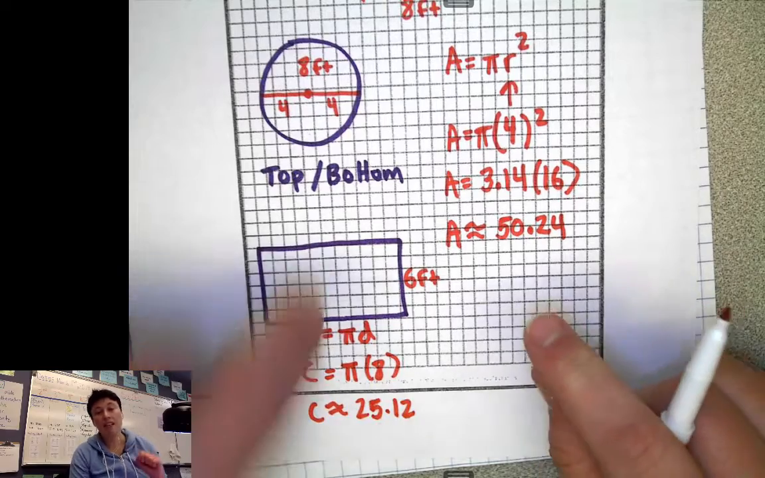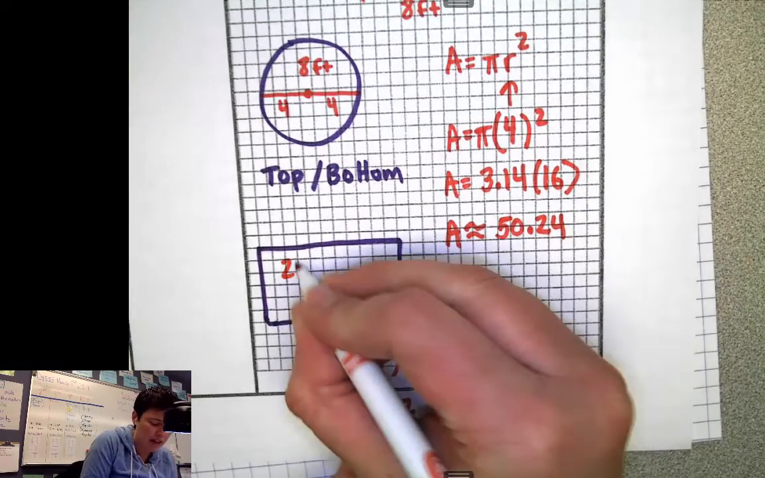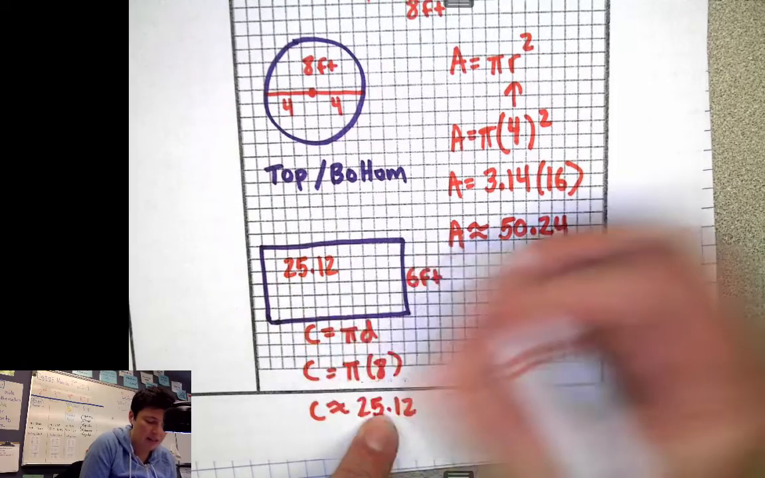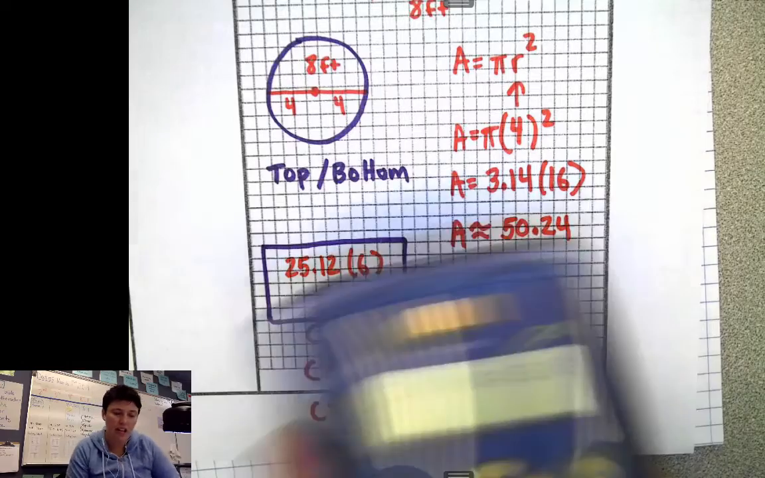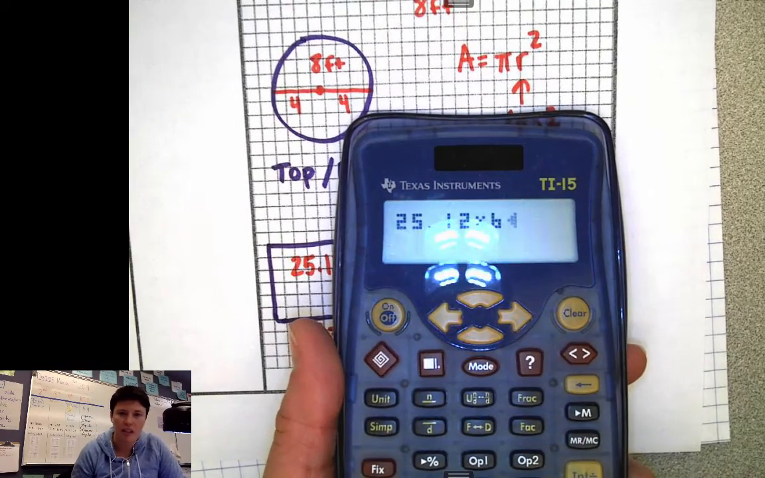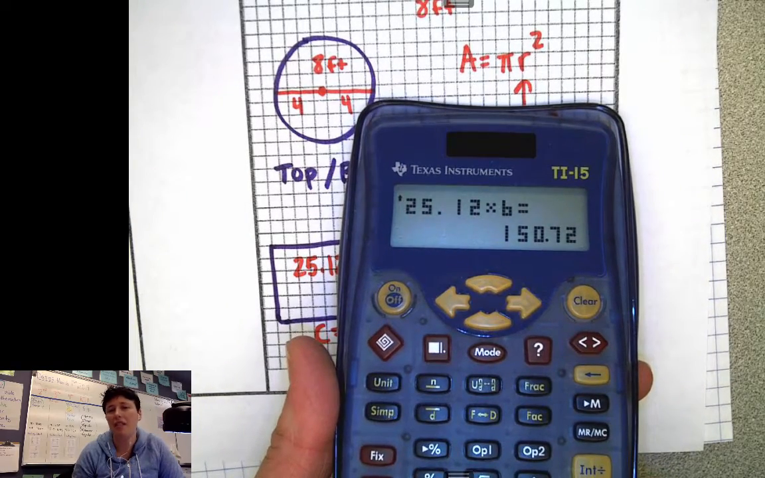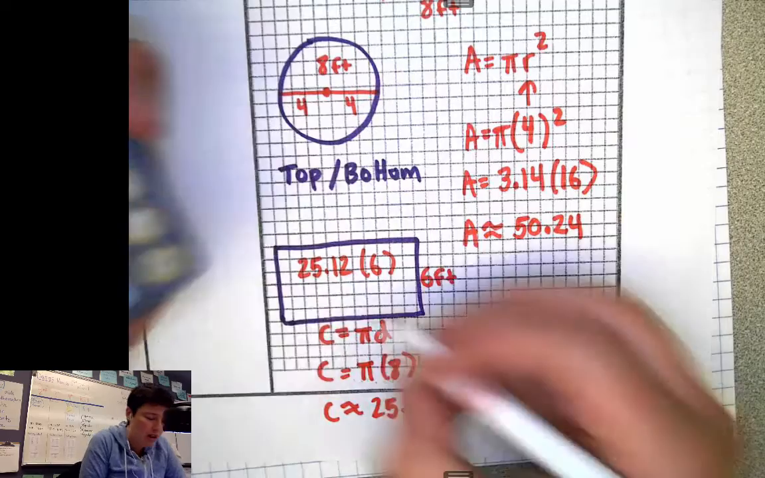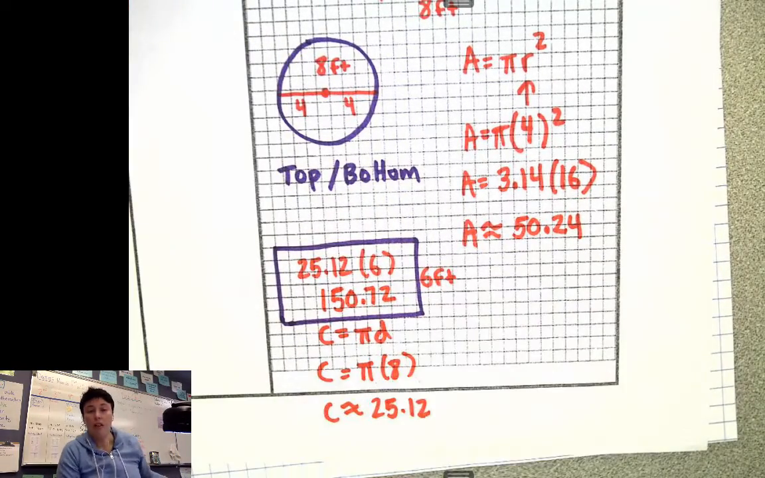So how do I find the area of the rectangle? I do length times width. I'm going to do 25.12, and I'm going to times that by 6 to get my total area. I already have the 25.12 in my calculator, so I'm just going to write times 6. Let's see what we get. 150.72. All right, well, we're ready to get our final answer now.